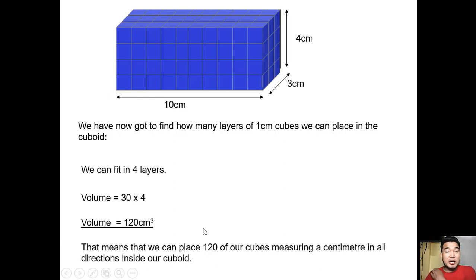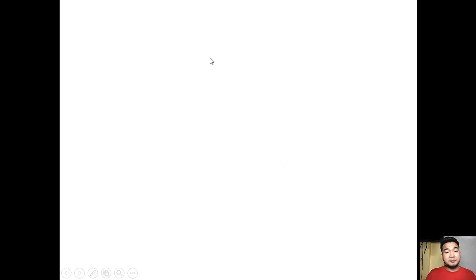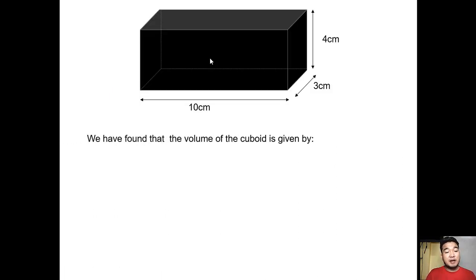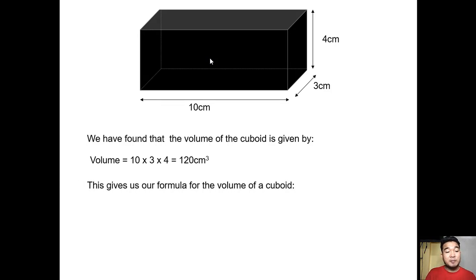So that means that we can place 120 of our cubes measuring a centimeter in all directions inside this rectangular prism. So we have found that the volume of the cuboid is given by volume equals 10 times 3 times 4. So this gives us our formula for the volume of a cuboid, which is length times width or breadth times height, or V is equal to LWH.